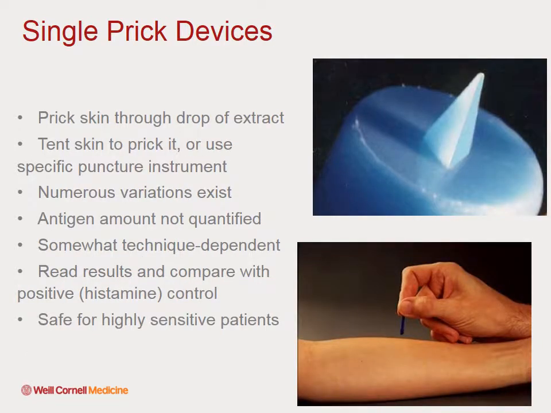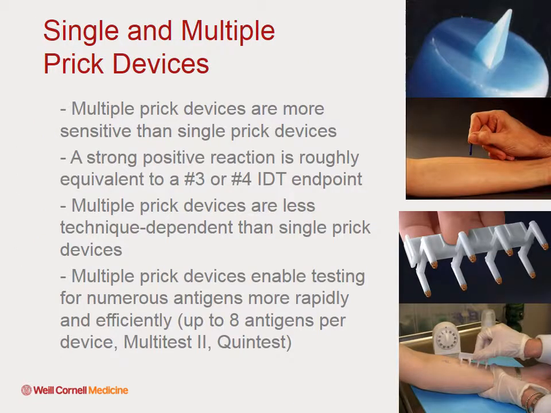So this is an example of a single prick device where one allergen is placed on the skin and then the prick is done through that allergen, and the reaction is read as mentioned before. Multiple prick devices are also available, and it's been suggested that multiple prick devices can be more sensitive than single prick devices. It's also been estimated that a strong positive reaction on a prick test is roughly equivalent to a number 3 or number 4 intradermal dilutional testing endpoint.